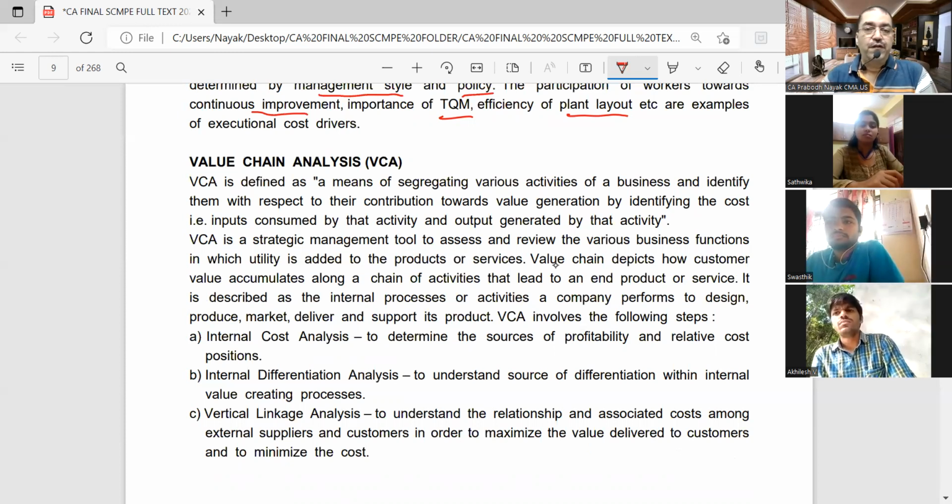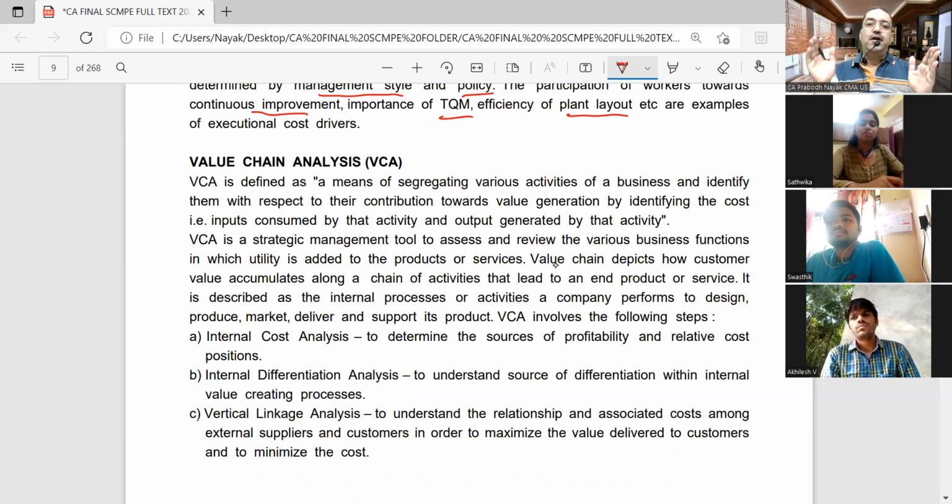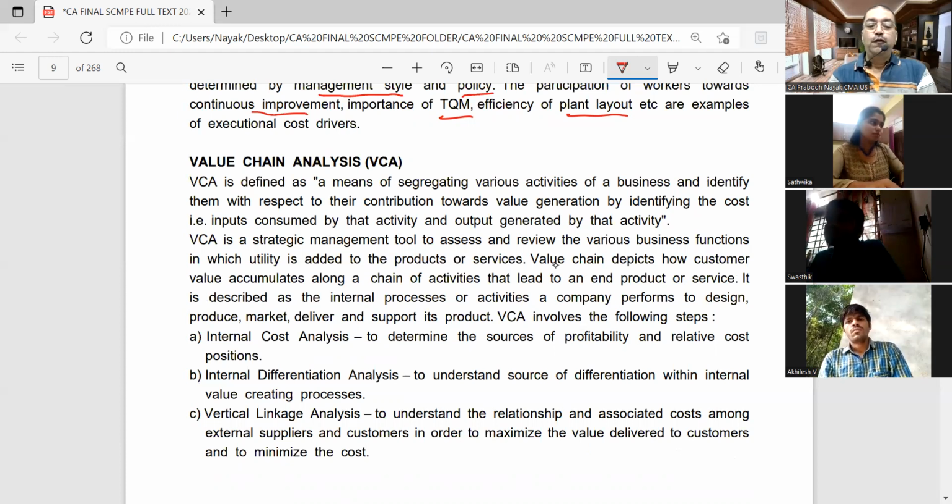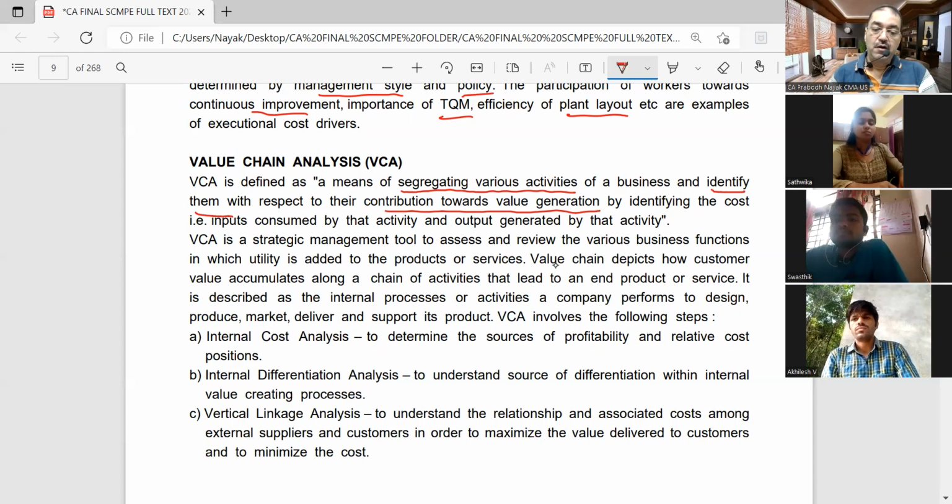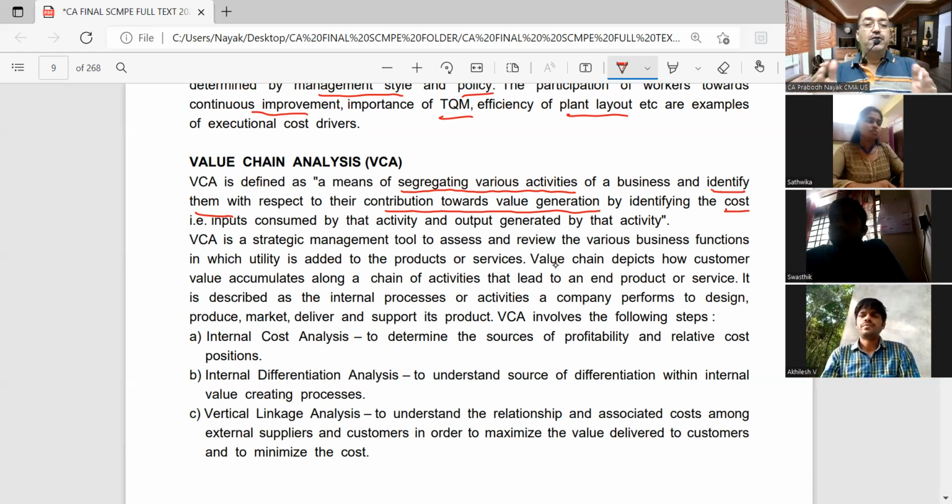So, what is the definition? As I told you, in simple terms, from the supplier to the customer, all the activities that take place are part of my value chain. So value chain analysis is defined as a means of segregating various activities of a business and identifying them with respect to their contribution towards value generation by identifying the cost. That is what we call division of activities into value-added activities and non-value-added activities.